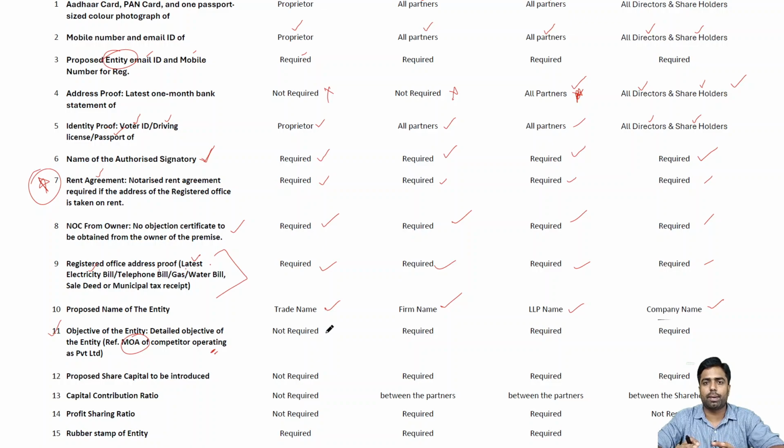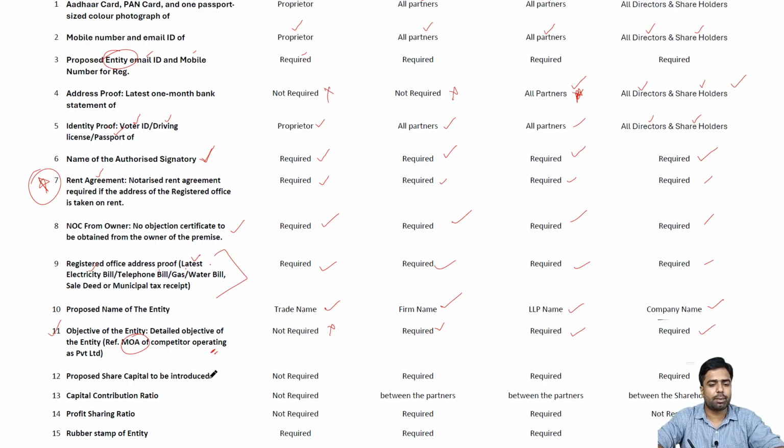So it will be better to take an existing, well-established company in the market, download their MOA, use that MOA and draft your own objectives. Okay, so the objective of the entity is very much required, but it's not required in a proprietorship. It's required in a normal partnership firm, in an LLP, and in a private limited company.